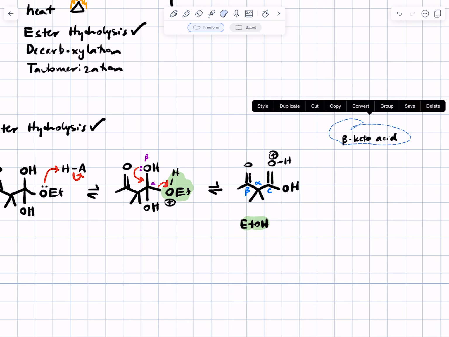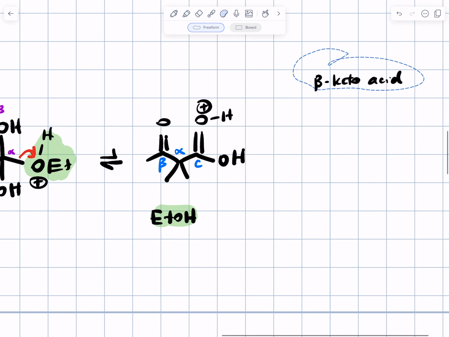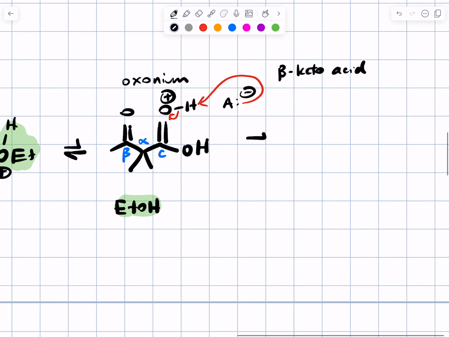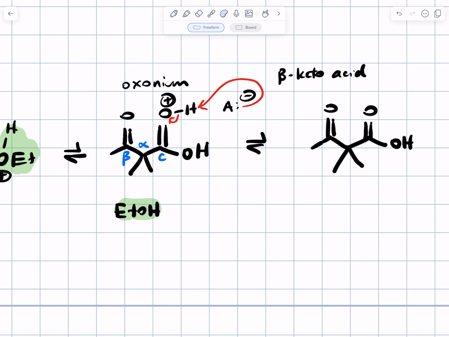Actually, right. When the ethanol leaves, you get not the beta keto acid, but the corresponding oxonium ion. Thank you. And then in the final step, we restore the catalytic acid by removing the proton from the positively charged oxygen. And that should get us there. Thank you. Sorry about that. Okay, others? Anything else you noticed?